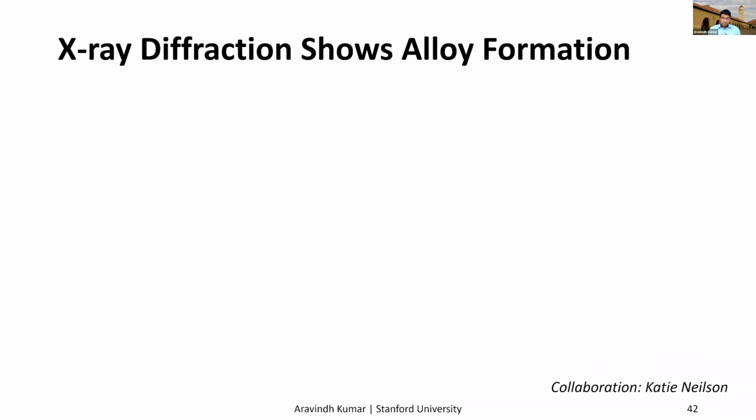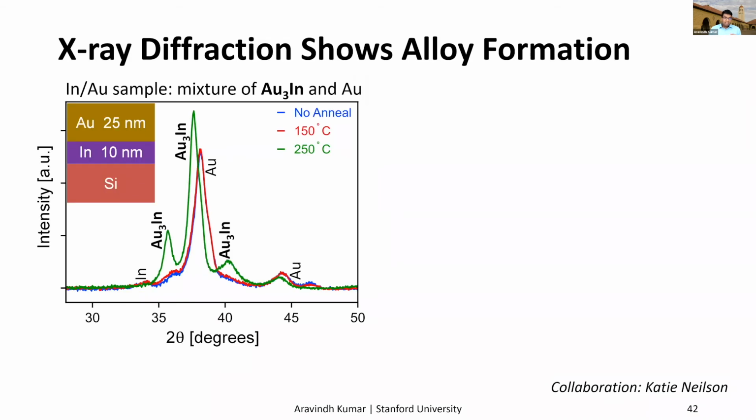So to determine if just intermixing happens or if any alloying is occurring, we did X-ray diffraction measurements before and after anneals. And we studied these structures of 10 nanometer indium and 25 nanometer of gold on bare silicon. And we see here that there's no alloying before the anneals, but after the anneal, we see this distinctive alloy peak of Au3In, and the indium peak vanishes.